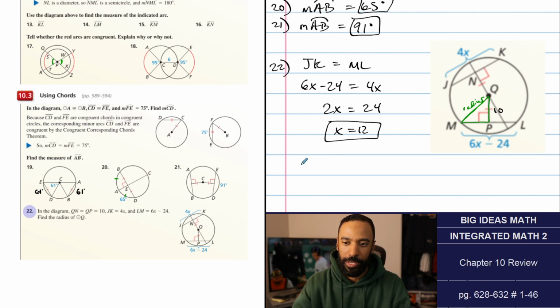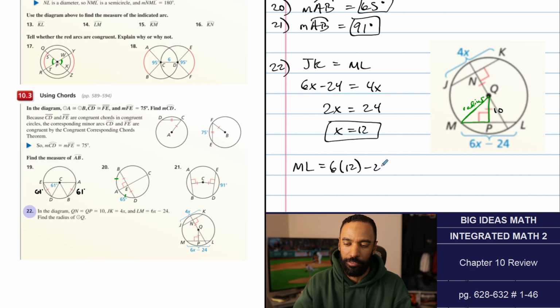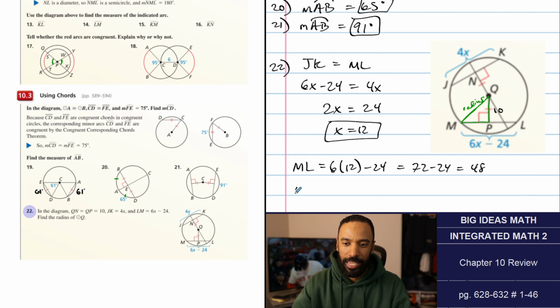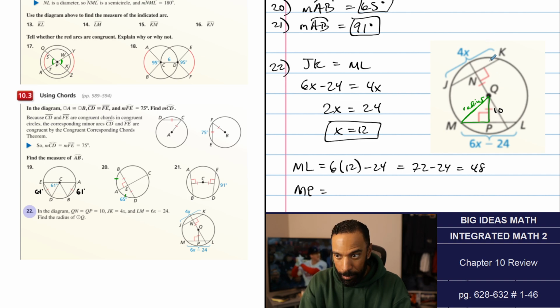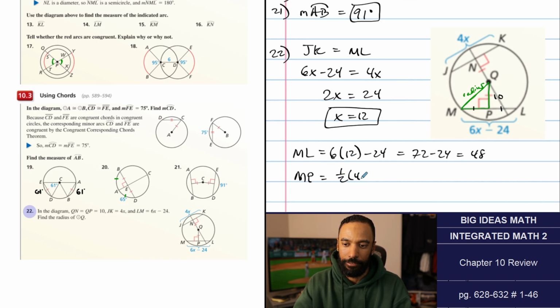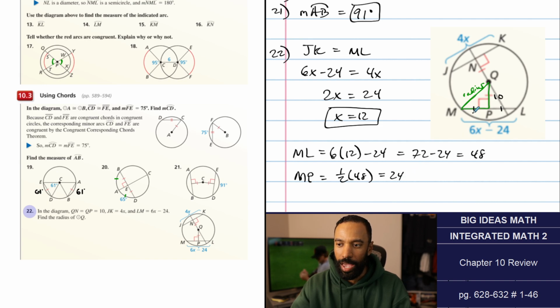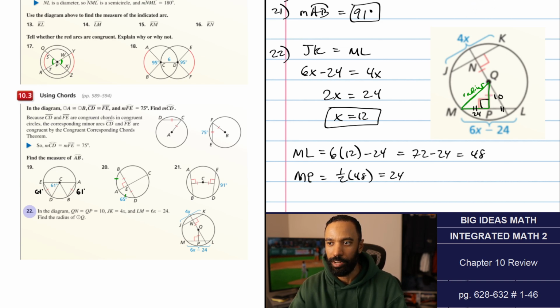MP. How do I find MP? Start with ML. ML, based on x, is 6 times 12 minus 24, which is 72 minus 24, or 48. MP should be half of it. Why should it be half of it? Because when a radius or diameter is perpendicular to another chord, then it bisects the chord. So if ML is 48, then MP is half of 48, which is 24. So we have a length of 24 there. I should probably put 2 congruent tick marks. So we now have a right triangle with a length of 10 and a length of 24 as the legs. And the hypotenuse is the radius, which we need to find. I'll call that R.